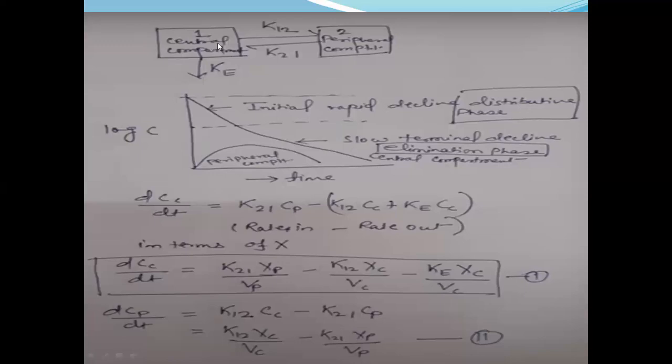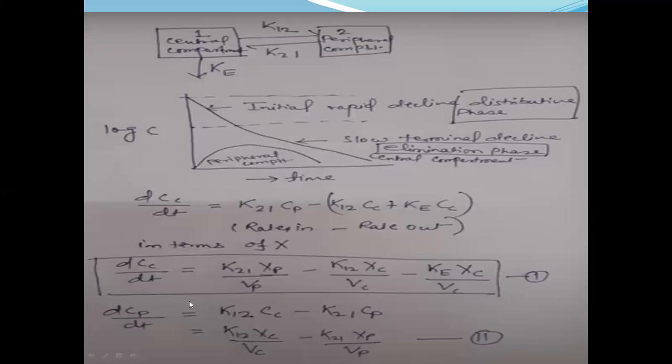From the central compartment the drug is coming. That is K12 Cc. Then minus rate out. Rate out means where the drug is going to be eliminated. Here, through only one route the drug is eliminated: from the peripheral compartment, the drug goes out to the central compartment. So that is why it is given as K21 Cp.